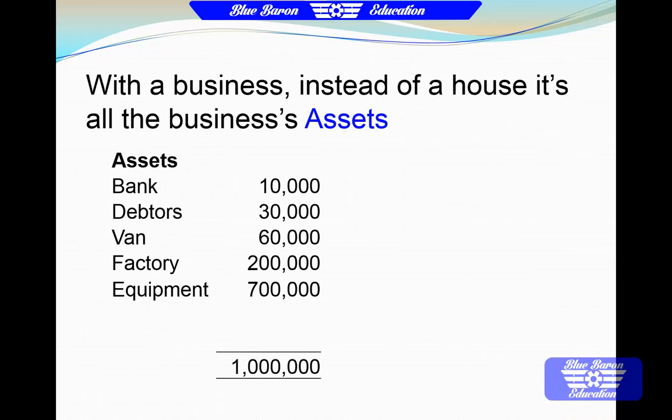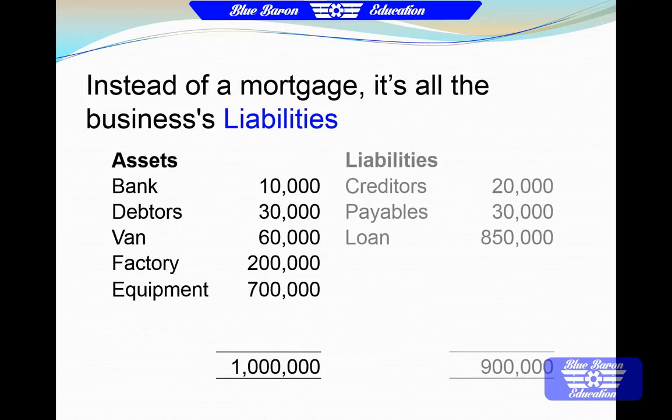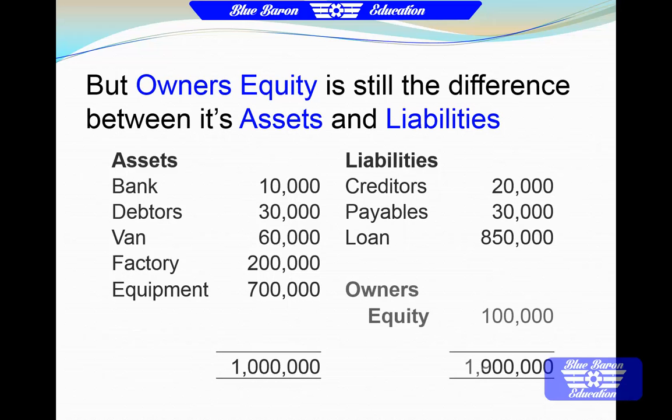Let's replace the house with some business assets. Here we've got assets worth $1 million. And we've got liabilities worth $900,000. Our owner's equity is the difference between our assets and our liabilities, so here owner's equity is $100,000.